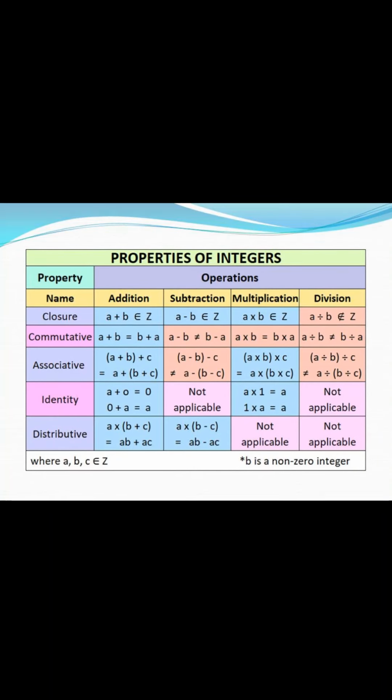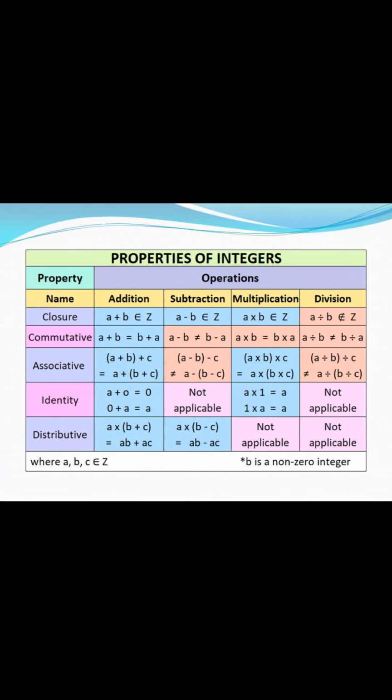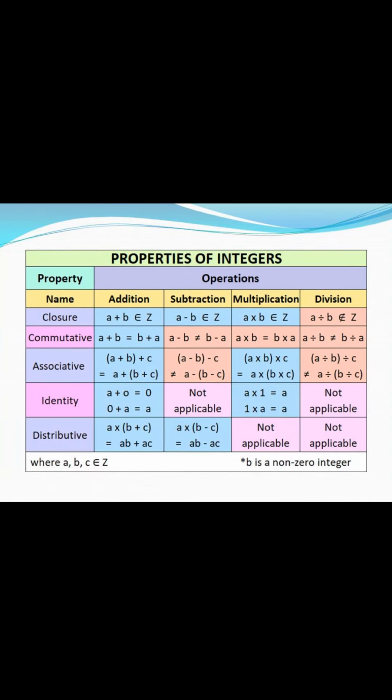The next property is the associative property. In this property, for example, (a plus b) plus c will give the same result as a plus (b plus c). The next property is the distributive property. In this property, for example, a multiplied by (b plus c) will give the same answer as ab plus ac.